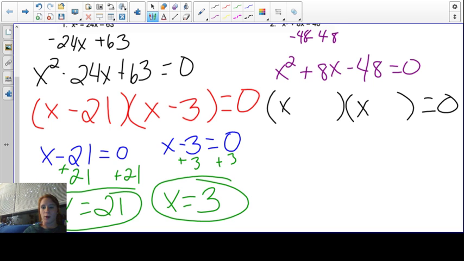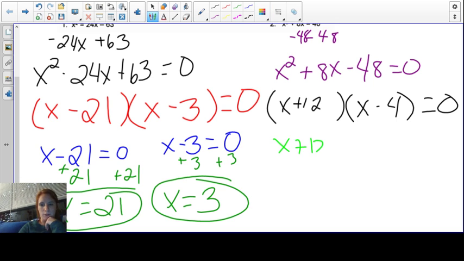It can be broken into 12 and 4. So I want positive 12 and negative 4, because 12 minus 4 will give me 8, and 12 times negative 4 gives me negative 48. So that means x plus 12 equals 0 and x minus 4 equals 0.